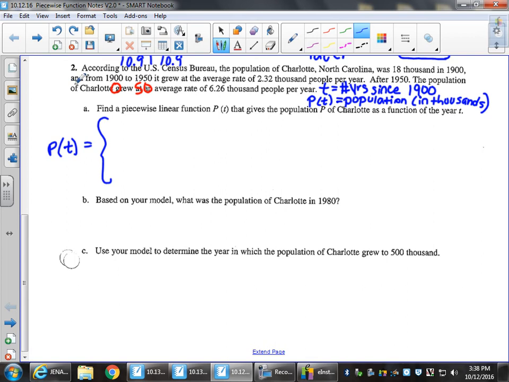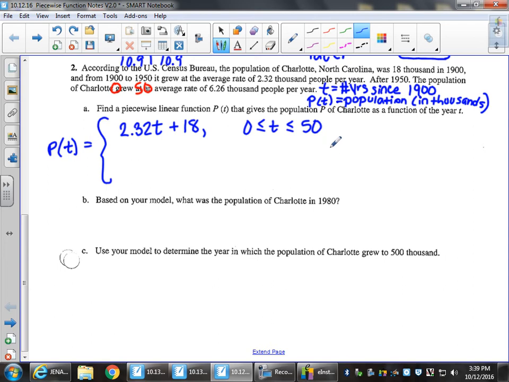So we look, between 1900 and 1950, the population grew at a rate of 2.32 thousand people per year, where in that initial year of 1900, the population was 18,000. So that's where I know plus 18 comes from, because it tells me in 1900 the population was 18,000. That expression is restricted for the first 50 years. So T is greater than or equal to 0 and less than or equal to 50. We've established our first piece.